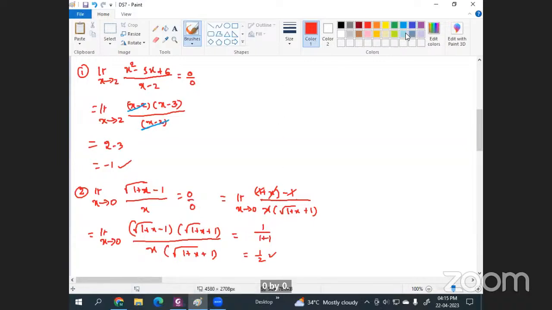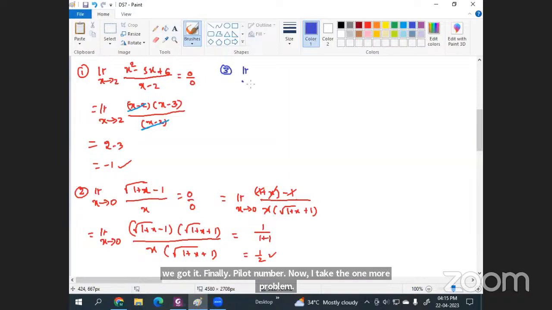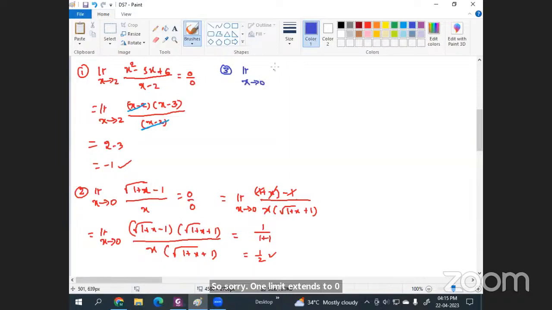Now I'll take one more problem. So the third one, limit x tends to 0, 1 minus cos x by x square. Right? Here I got the 0 by 0 form. But here I cannot do the factors, I cannot do the rationalization, or you can, if you want, go for the rationalize also.